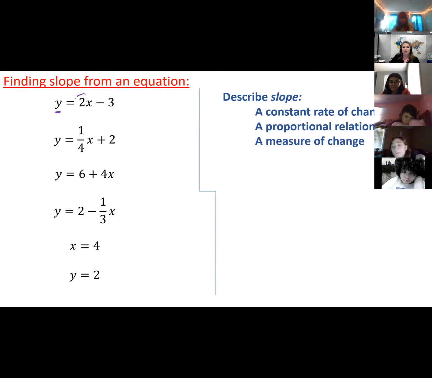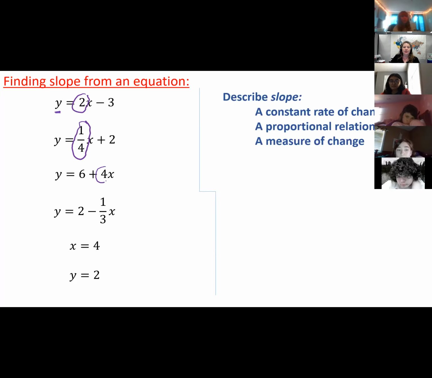We said that the slope of the first one is 2, right? What's the slope of the second one? Good. Awesome. 1/4 is the slope of the second one. What's the slope of the third one?